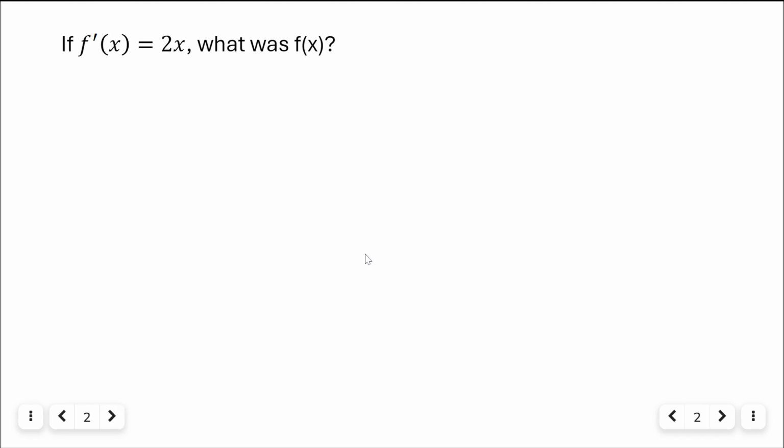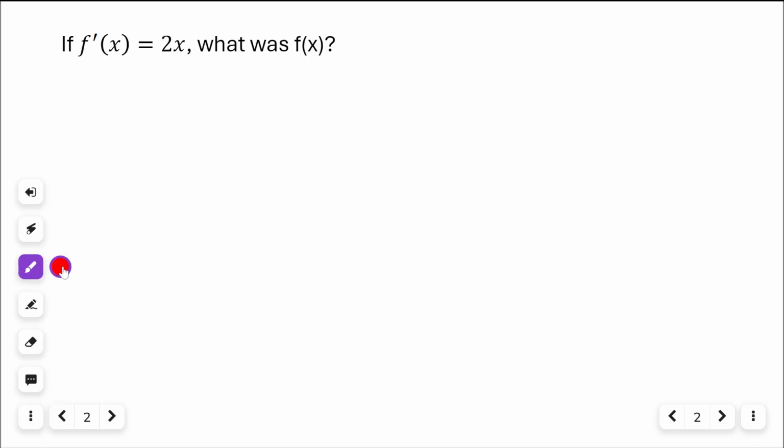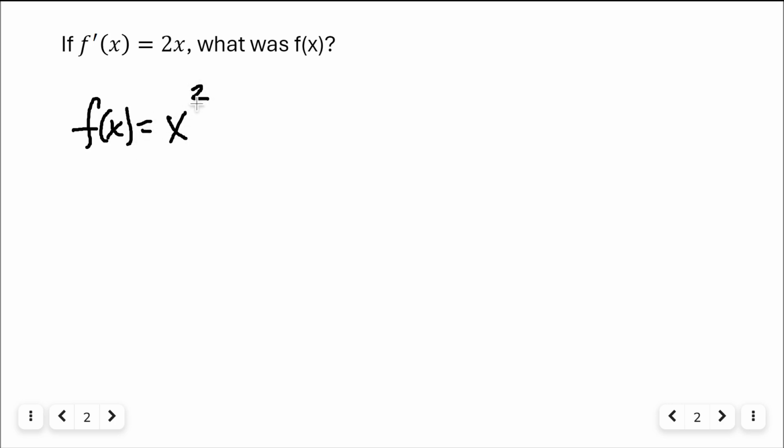So the concept here is pretty simple. Suppose I had some function and I know its derivative. Its derivative is equal to 2x. I want to know what f of x was. Well, I think you would pretty simply be able to figure out it's x squared, right? Because if I derive x squared, I get 2x. But it's not as simple as that, because it might not be x squared.